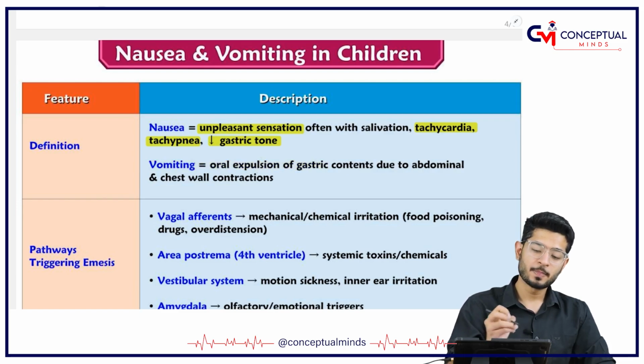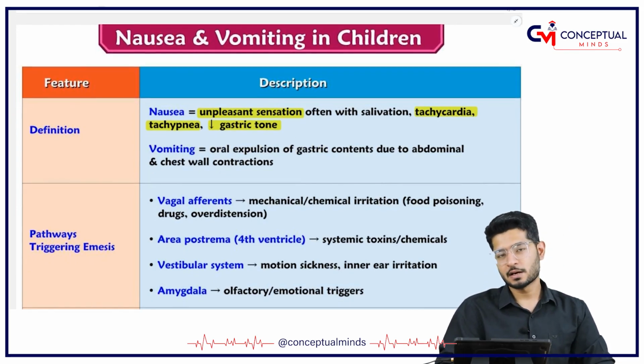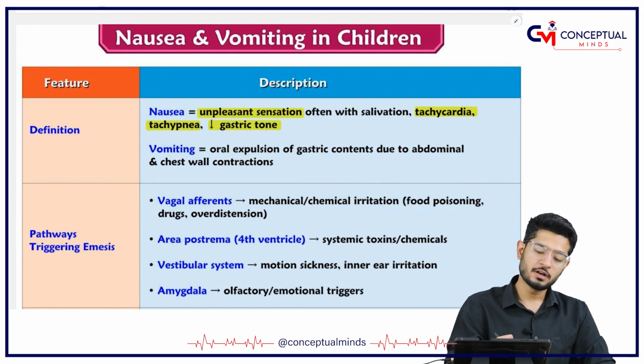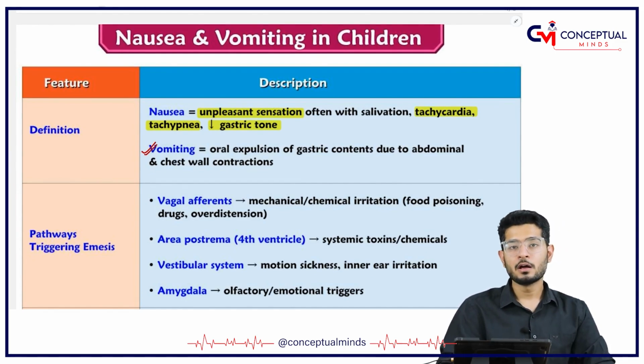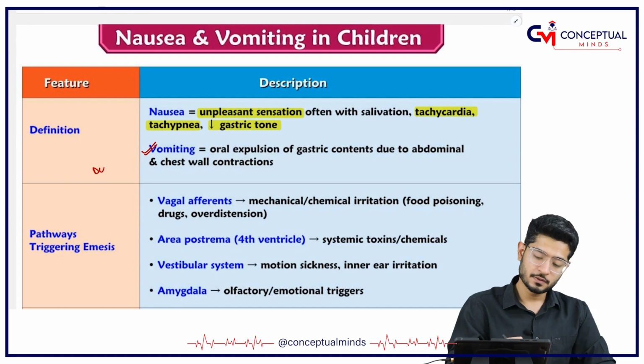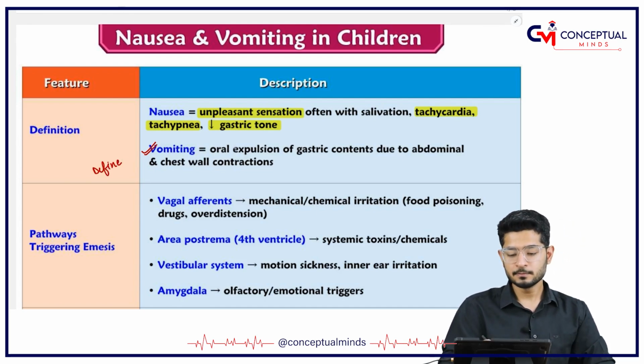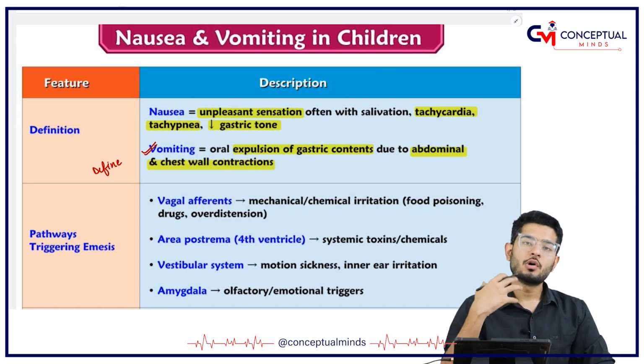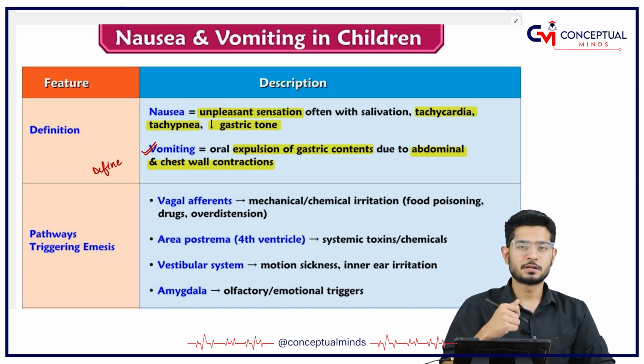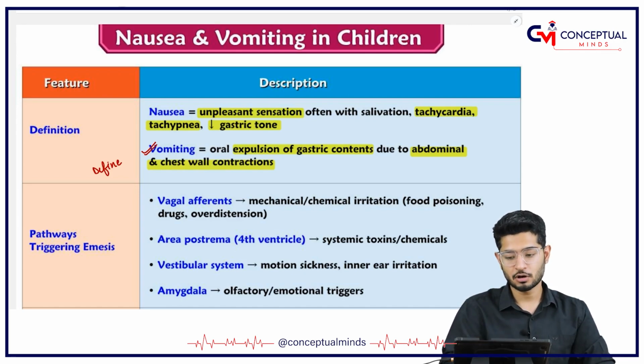If some old examiner comes to you in your viva, they are definitely going to ask you for the definition of vomiting, or they sometimes ask you to define vomiting. So vomiting is expulsion of gastric contents due to abdominal and chest wall contractions. It's an oral, forceful expulsion of the gastric contents due to abdominal as well as chest wall contractions.